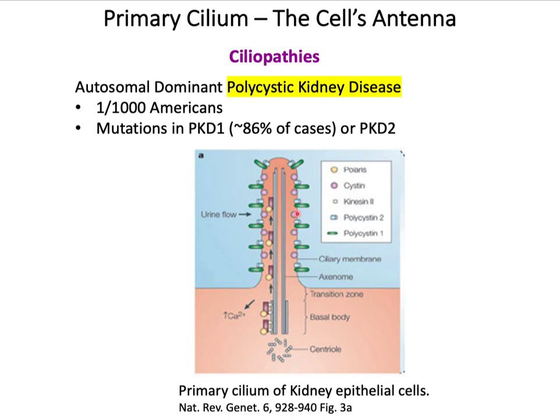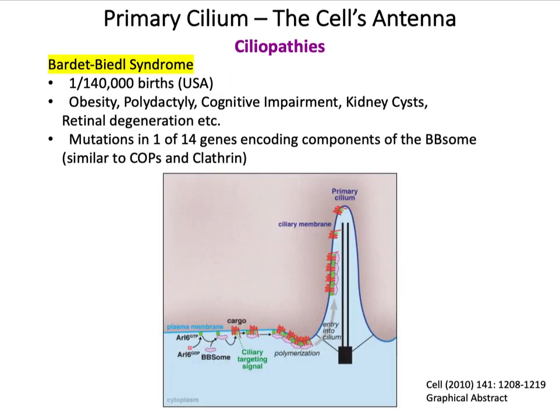The function of these proteins is not well understood, but it is known that they are localized around the outer membrane of the primary cilium, and they play an important role in sensing the flow of urine over the kidney epithelium. So in their absence, the patients have a defect in sensing this, resulting in the symptoms associated with polycystic kidney disease.